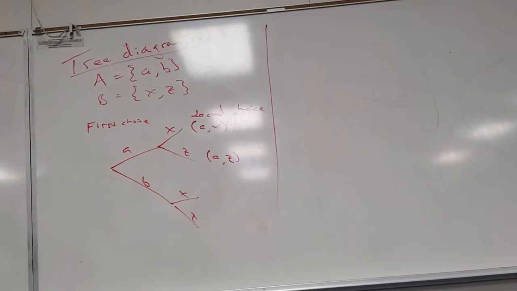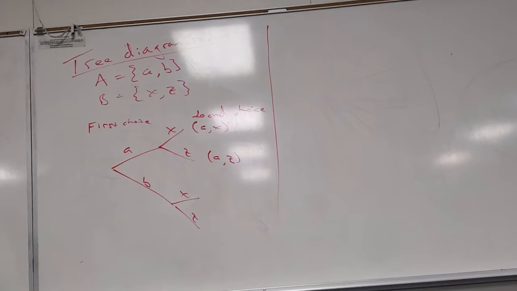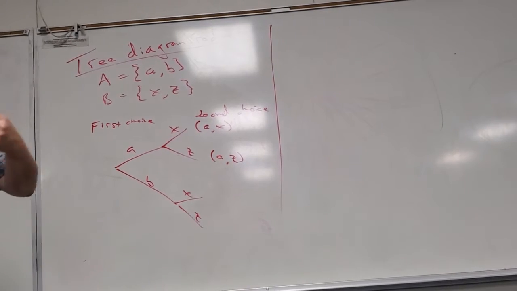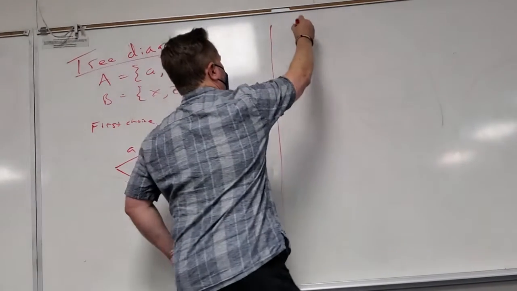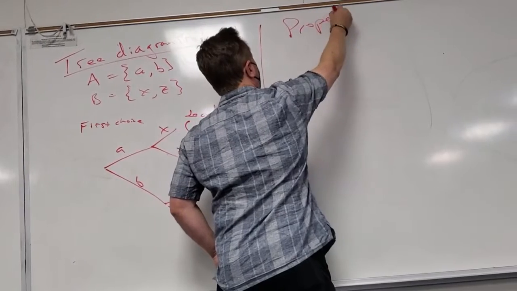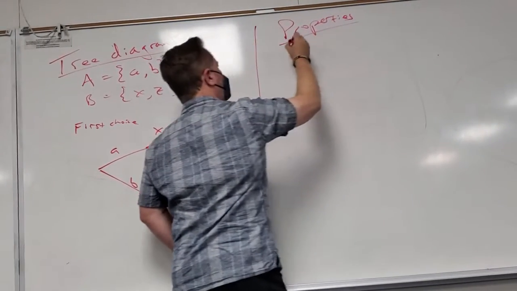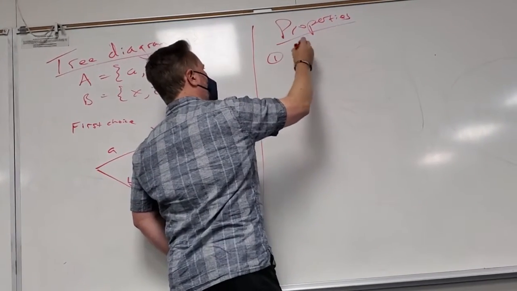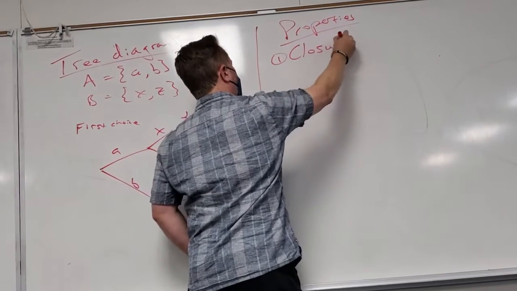Now comes the part that we should really be familiar with. We're talking about multiplication now, and we got properties. They're basically the same properties as addition. So the very first one is closure. What did that mean again?